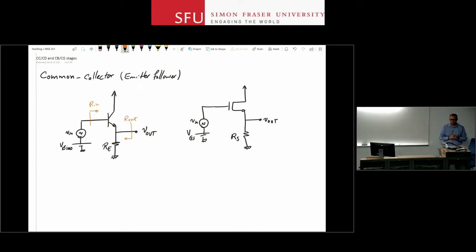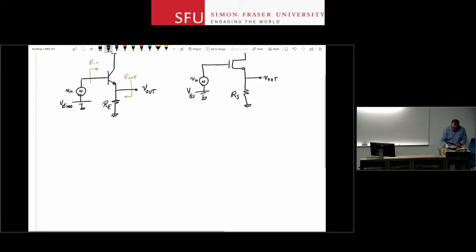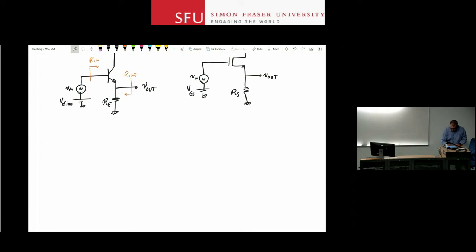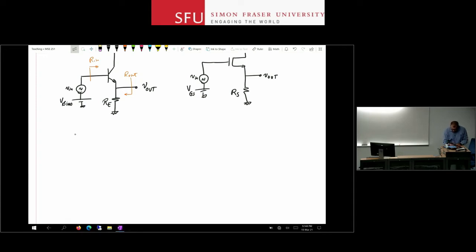So I'm going to solve this using the small signal analysis techniques that we know by now. The small signal equivalent circuit, I draw my transistor first.